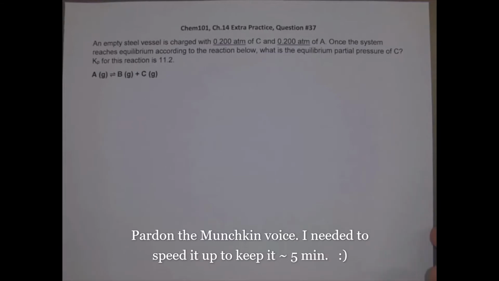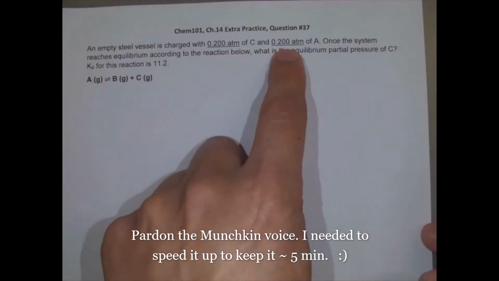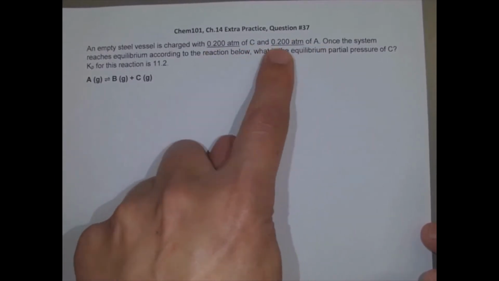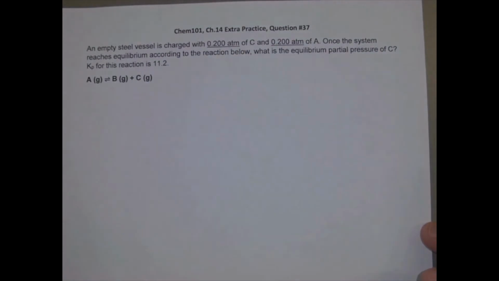Okay, so in this question, we're told that we have an empty sealed vessel, and it's charged with 0.2 atmospheres of C and 0.2 atmospheres of A. Now, notice right away that these are underlined because the numbers you're given in your problem will probably be different than 0.2. This is one of those problems that has variable data for you to work with.